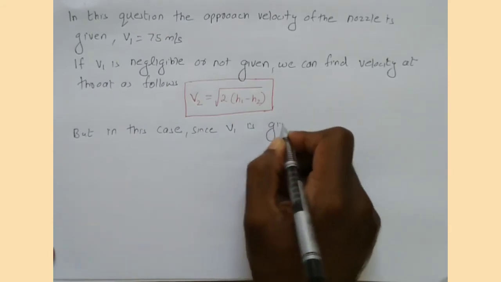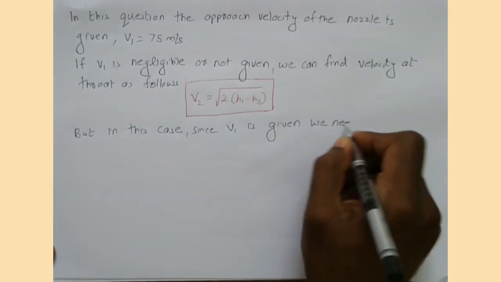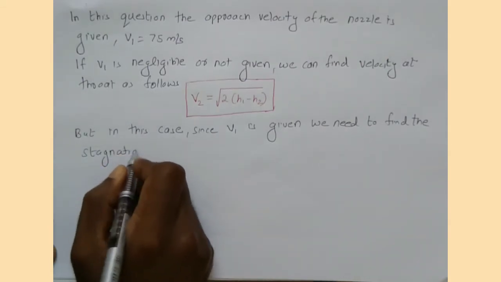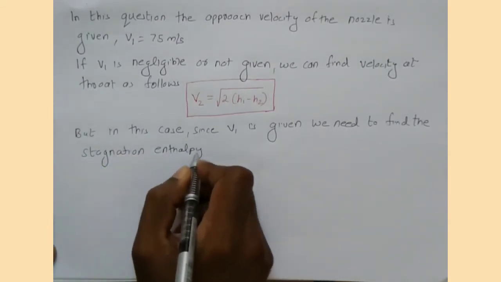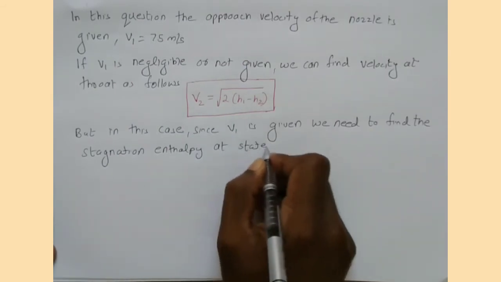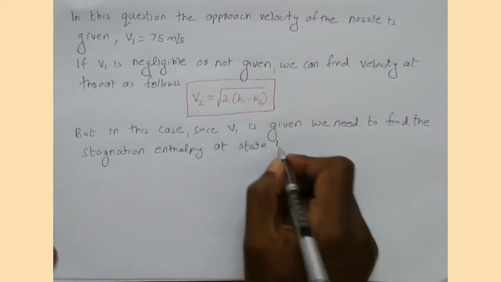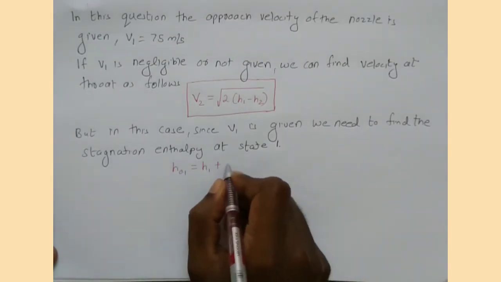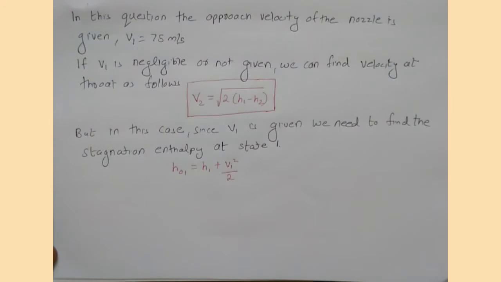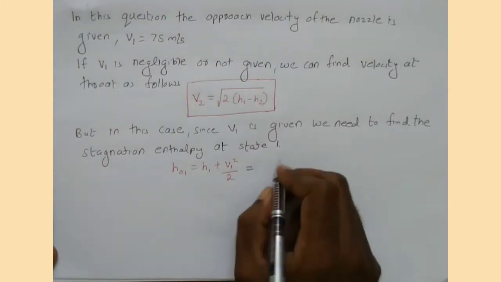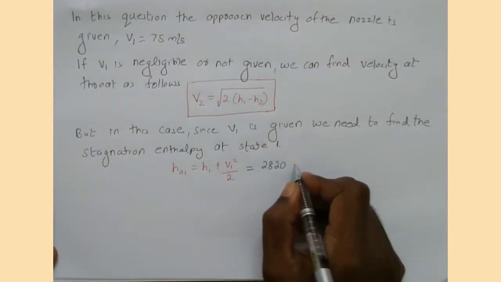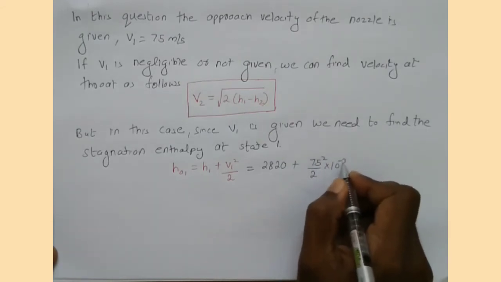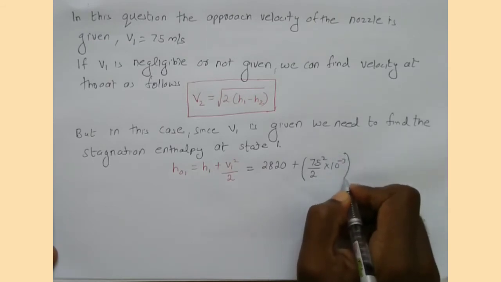Therefore, we need to find the stagnation enthalpy at state 1. The stagnation enthalpy H01 equals H1 plus V1 squared by 2. And after substituting values, we will get the stagnation enthalpy H01 as 2822.8 kJ per kilogram.